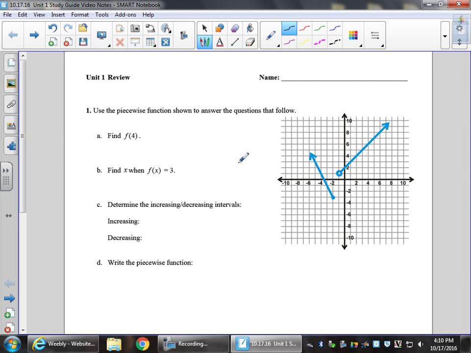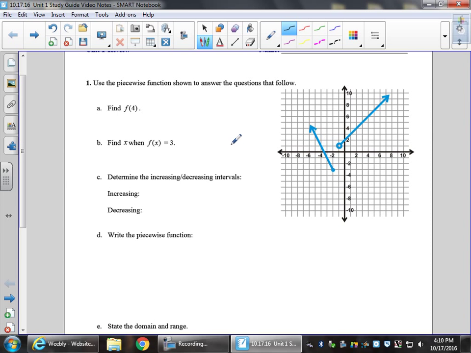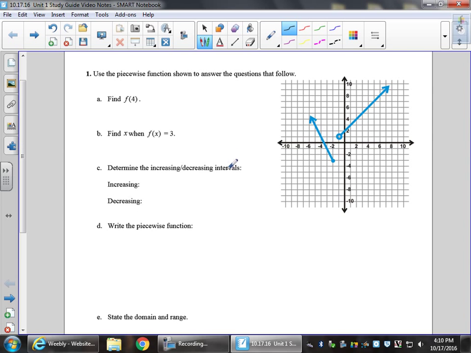Question number 1 in our study guide is all about piecewise. Now, if we just take a step back, we can appreciate the fact that we are given a graph, which is nice. When we look at questions A and B, we need to realize we're being asked to use function notation to evaluate this graph.